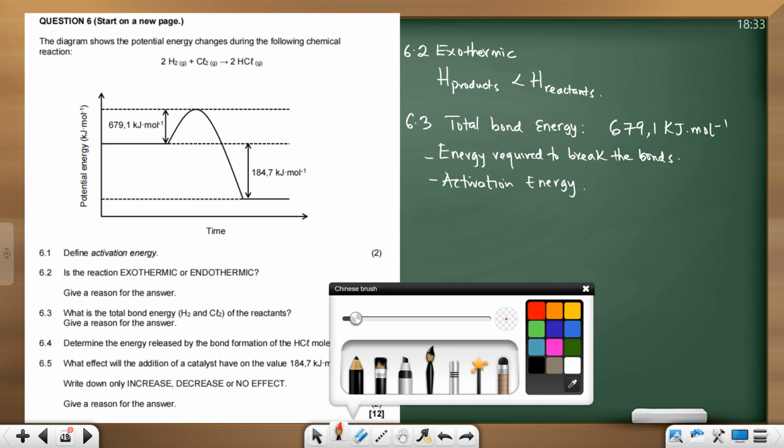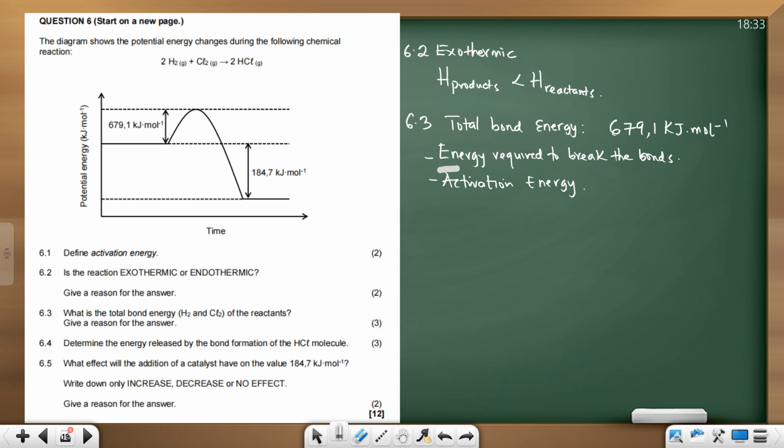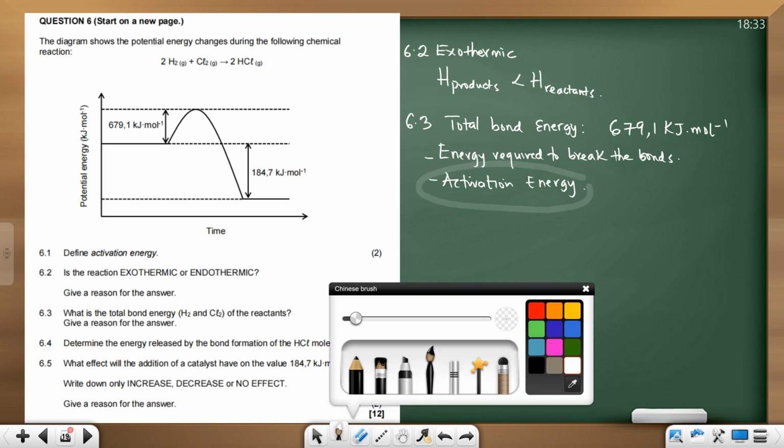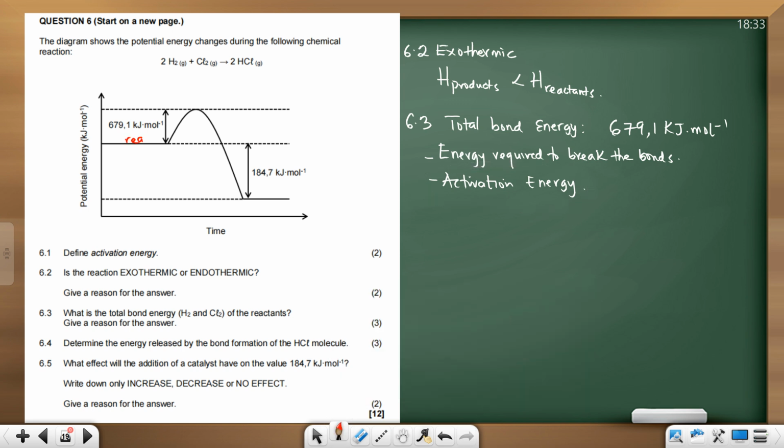All right, I was saying that the total bond energy means the energy required to break the bonds. So what is required to break? Until the bonds break, the reactions cannot start. So that is basically activation energy. And remember, we measure activation energy from the reactants to the activated complex. So that is the bond energy. Okay. That is the bond energy.